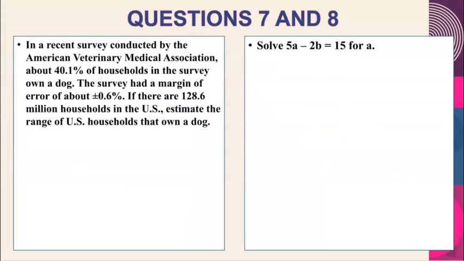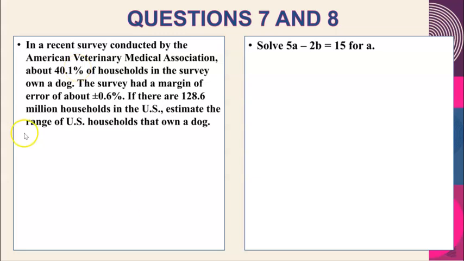Question 7. In a recent survey conducted by the American Veterinary Medical Association, about 40.1% of households in the survey own a dog. The survey had a margin of error of about plus or minus 0.6%. If there are 128.6 million households in the US, estimate the range of US households that own a dog. So to solve this one, I know it's going to be 0.6% above 40.1 and 0.6% below.